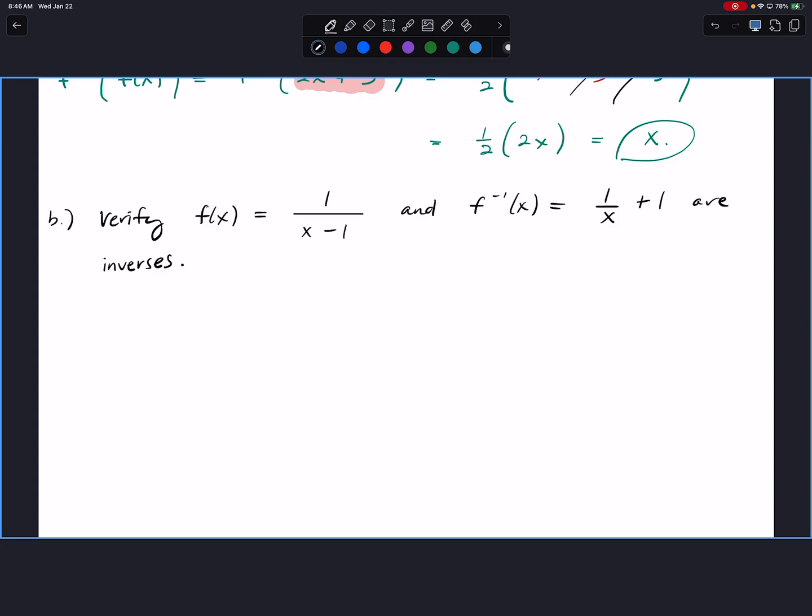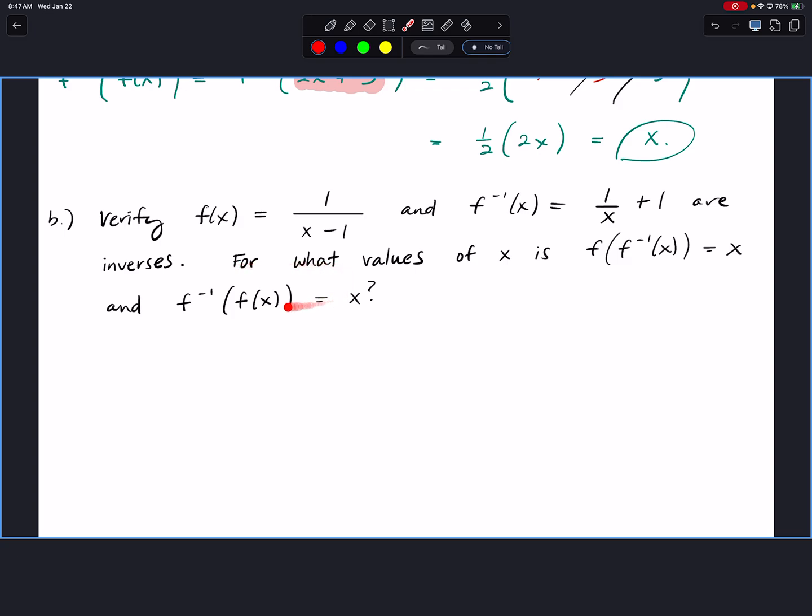And then I'm going to add a follow-up question. For what values of x is f of f inverse of x equal to x, and f inverse of f of x equal to x? Okay, so this is a new part to this semester. So we're going to verify first, and then we'll deal with this follow-up question.